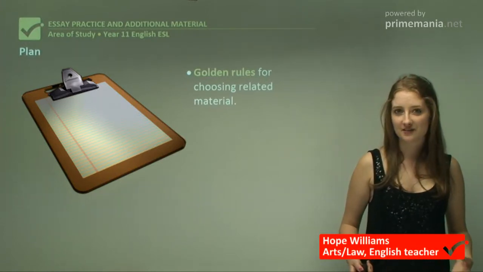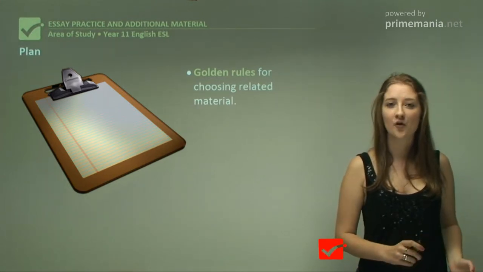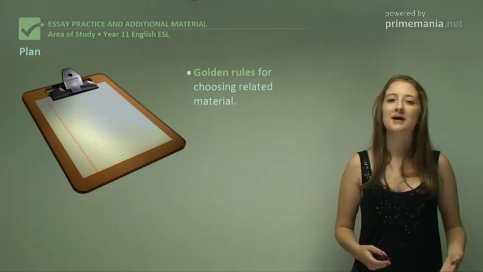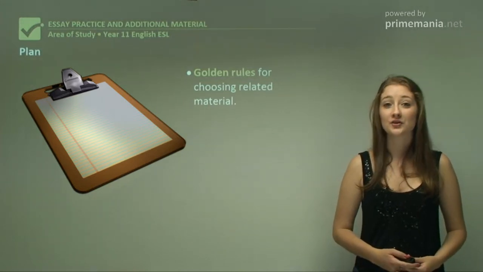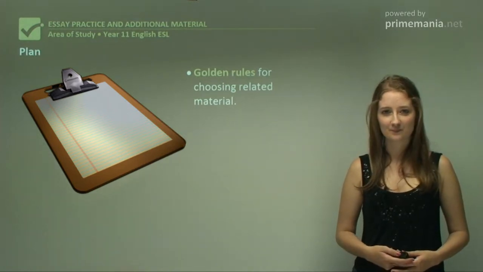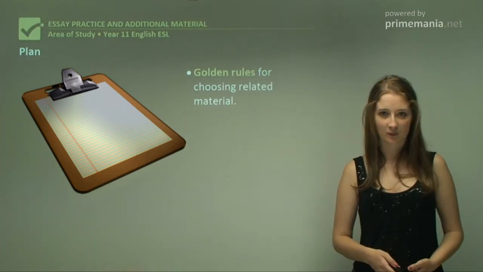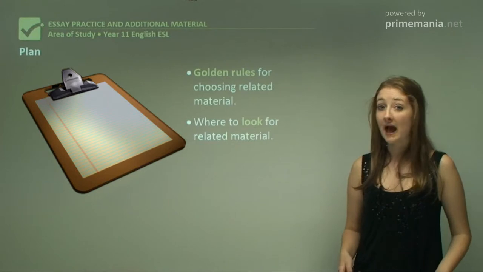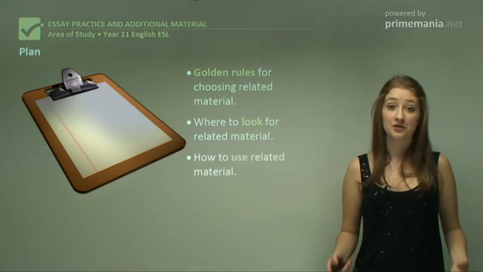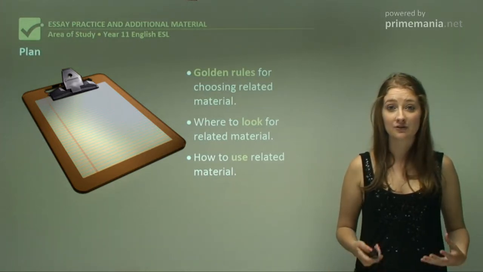In order to achieve success in writing an essay, we've already looked over the basic structure and format in writing this essay. However, you need to improve your essays by choosing additional material to increase the quality and to differentiate yourself from every other candidate. So today, we'll be looking at the golden rules for choosing related material. We'll also be looking at where to look for related material and also how to use related material. So these three things are what we'll be examining in specific detail.